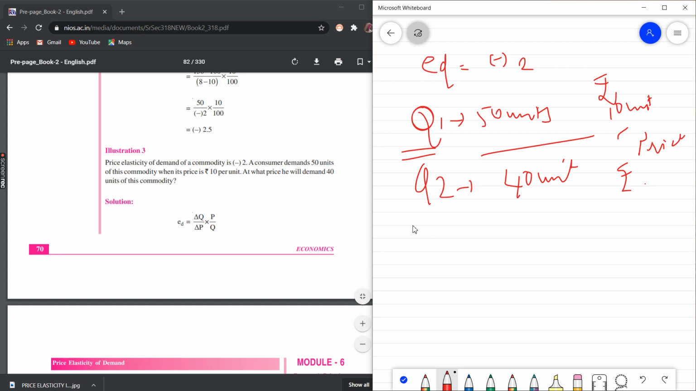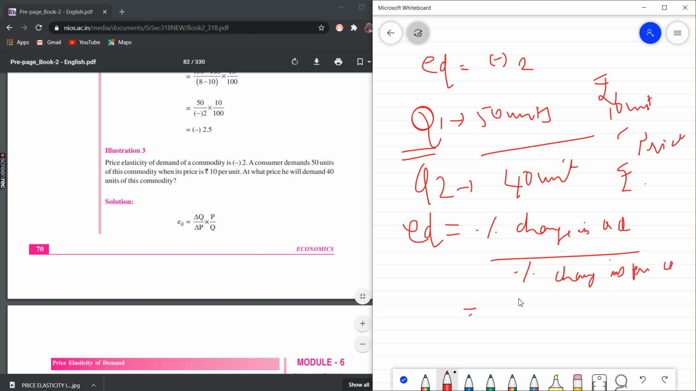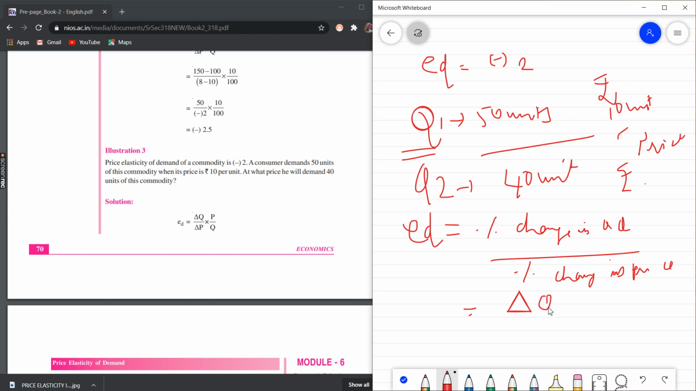First, whichever sum we take, we should write the formula. ED is equal to percentage change in quantity demanded by percentage change in price. So the formula for percentage change: change in quantity by quantity into 100 by change in price by price into 100.